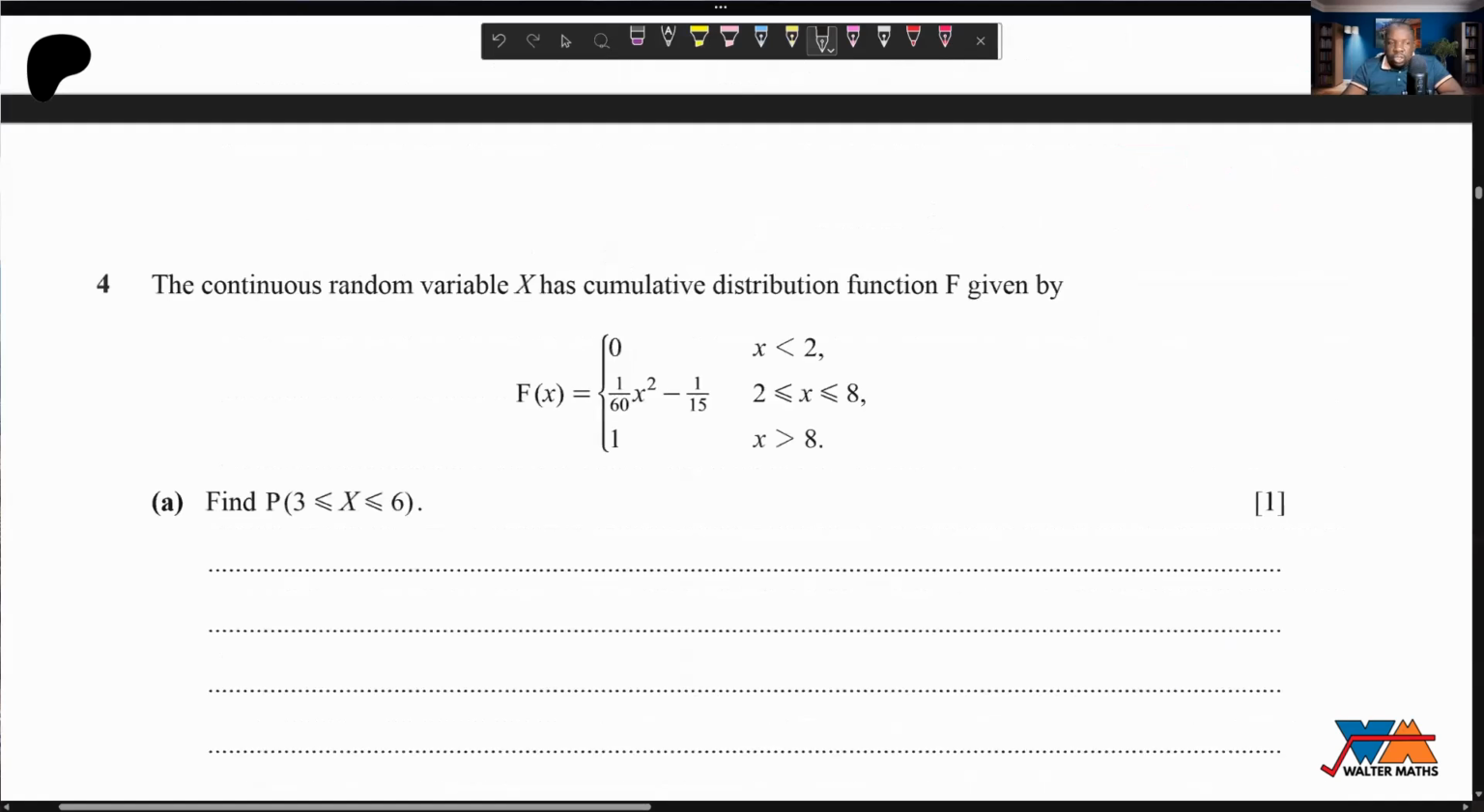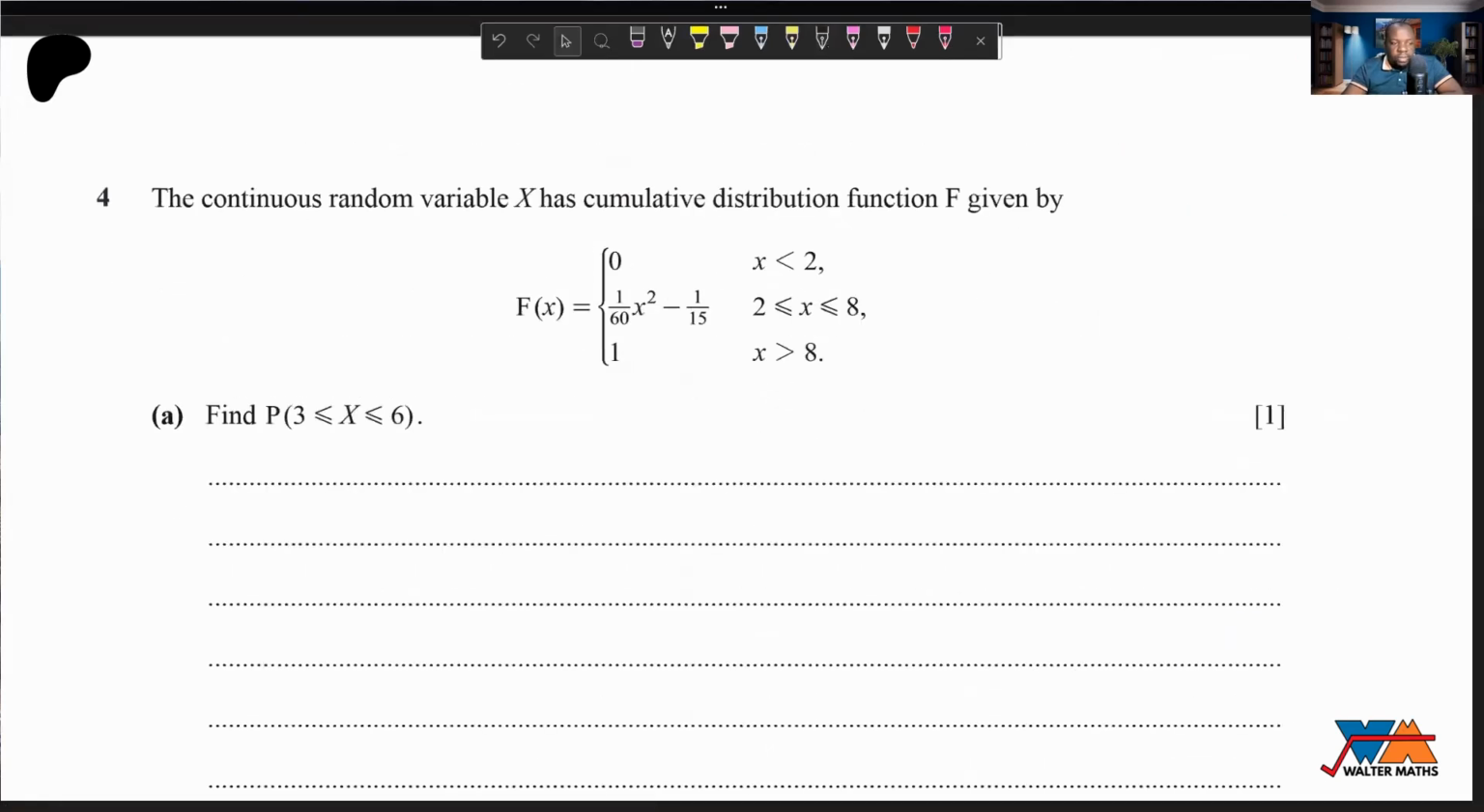Now we're moving on to question number 4. It says the continuous random variable x has cumulative distribution function F given by F of x is equal to 0 for values of x that are less than 2, 1 over 60 of x squared minus 1 over 15 for values between 2 and 8, or 1 for x greater than 8.